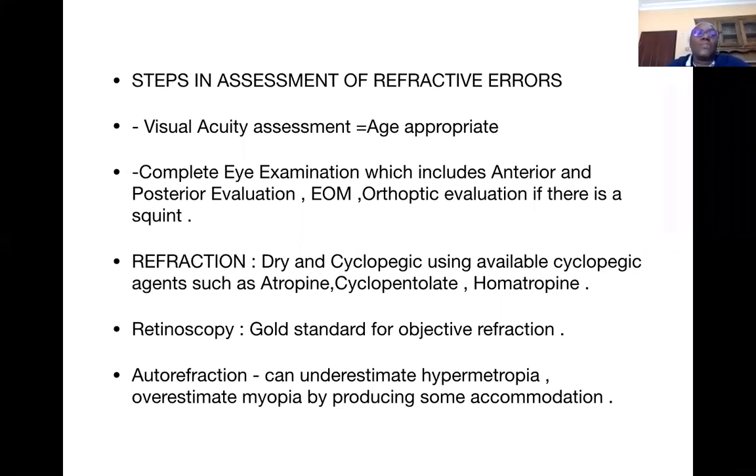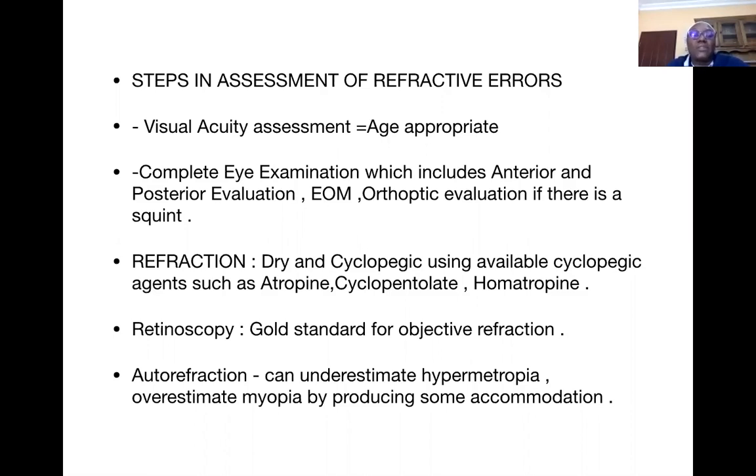Then you have to do a complete eye examination, examine the anterior segment, the posterior segment, just to know there's no pathology causing poor vision that needs other intervention apart from giving spectacles. Then extraocular motility must be checked. And then you have to do an orthoptic evaluation. This is necessary just to rule out any squint, strabismus, that can cause poor vision as well, or that needs refraction.